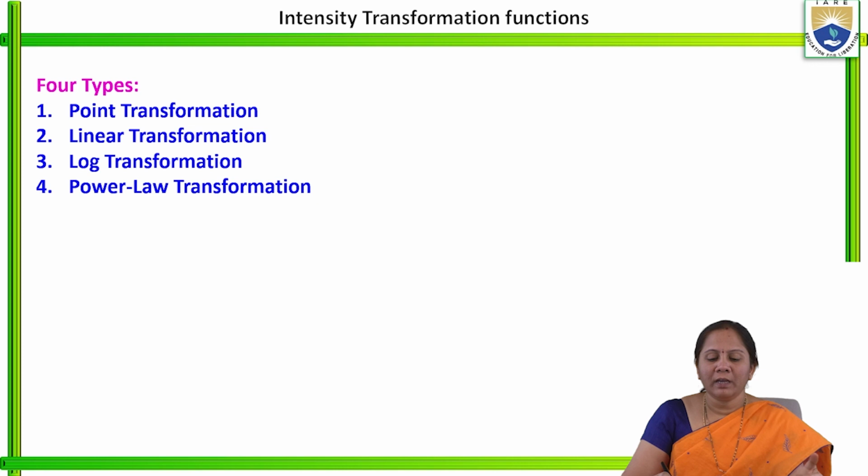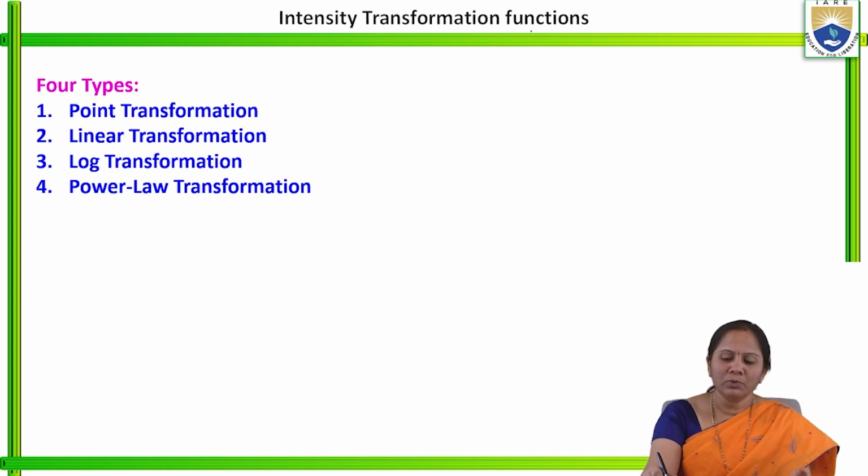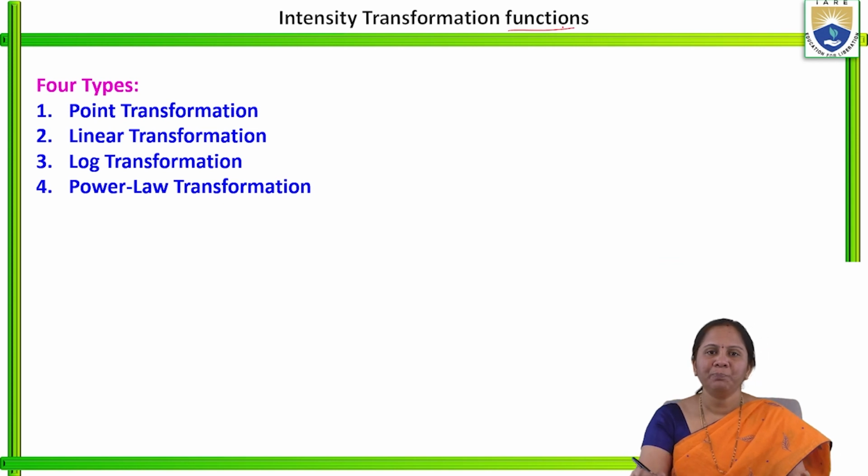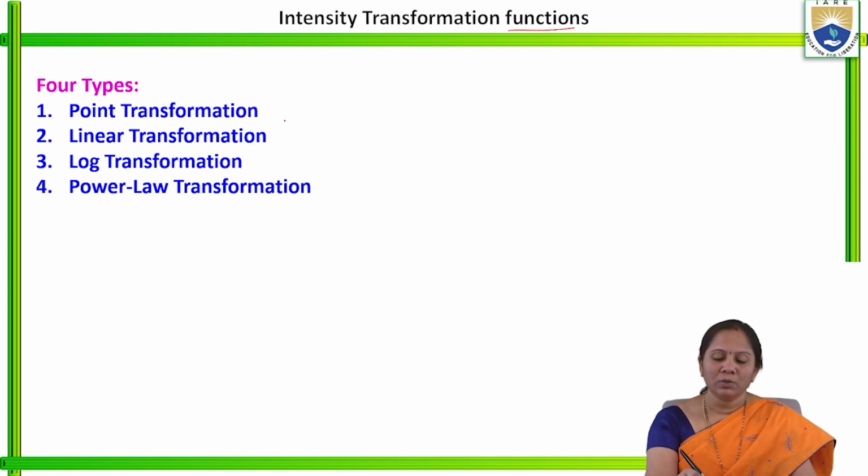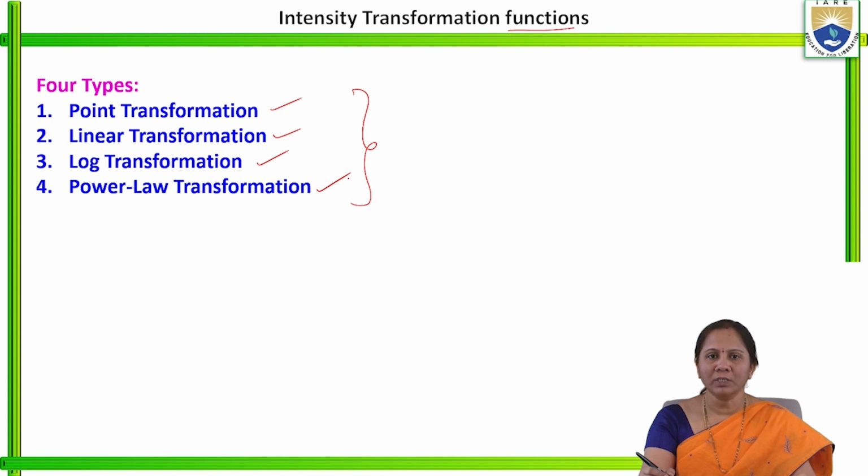Now, so we have learned about intensity transformation applications. Now coming to intensity transformation functions. So here there are 4 types, 4 functions are available. So first one is point transformation, next is linear transformation, log transformation, and power law transformation. So all these are the 4 intensity transformation functions. So we will discuss about each function in detail.